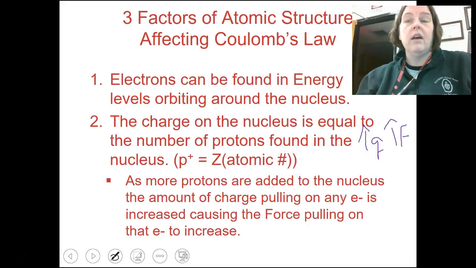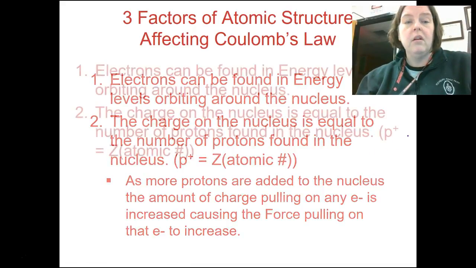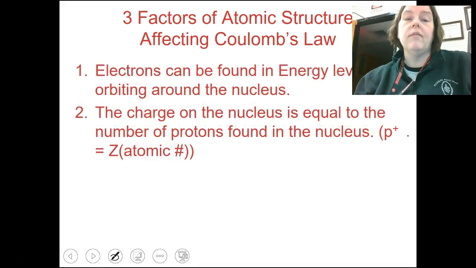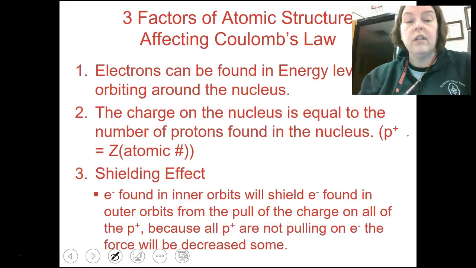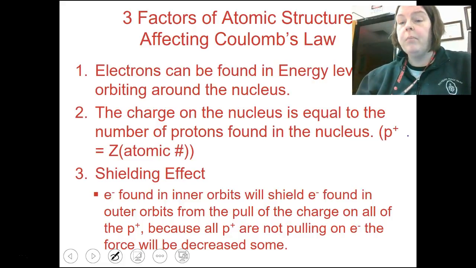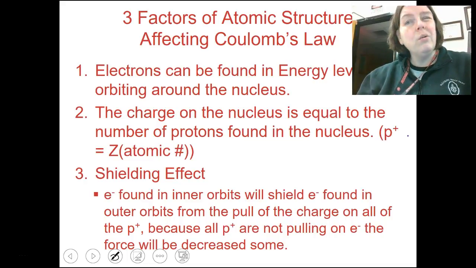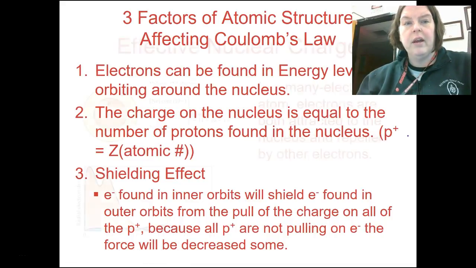There is another application of what Coulomb's law tells us about the structure of the atom. Now, there's something that kind of gets in the way of this nuclear charge, and that is the shielding effect. The shielding effect says electrons found in the inner orbits shield electrons found in the outer orbits from the pull of the charge on all of the protons. So because all of the protons are not pulling on the electrons, the force will decrease some. That gets a little weird, so let's explain that a little bit further, okay?